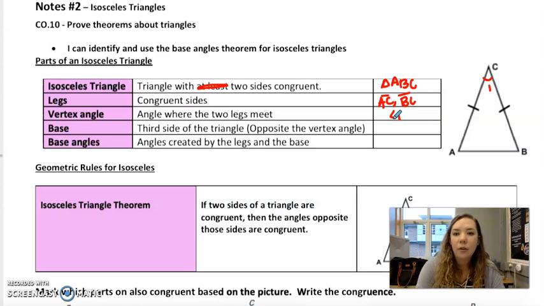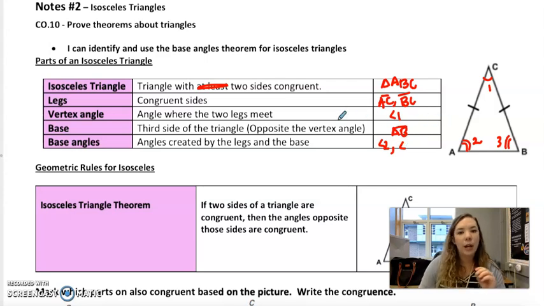The third side of the triangle is the side opposite your vertex angle, which is the side that is not congruent to the other two, so that'd be AB. And then the angles created by the legs and the base are what we call base angles. So this is angle 2 and 3, we'll say. And I'm showing that they are congruent by doing two arcs instead of just the one, since they match.